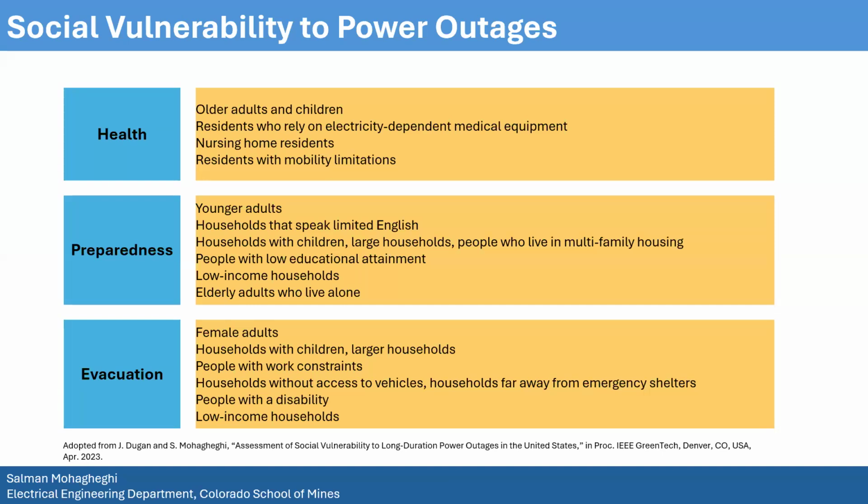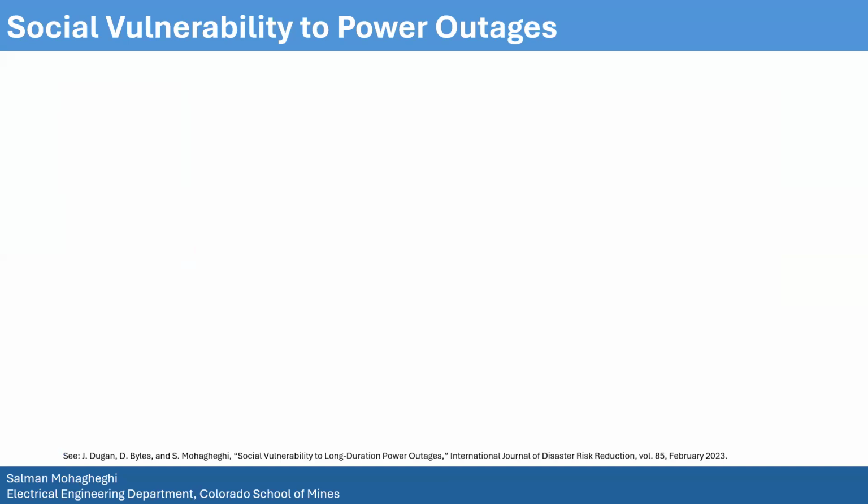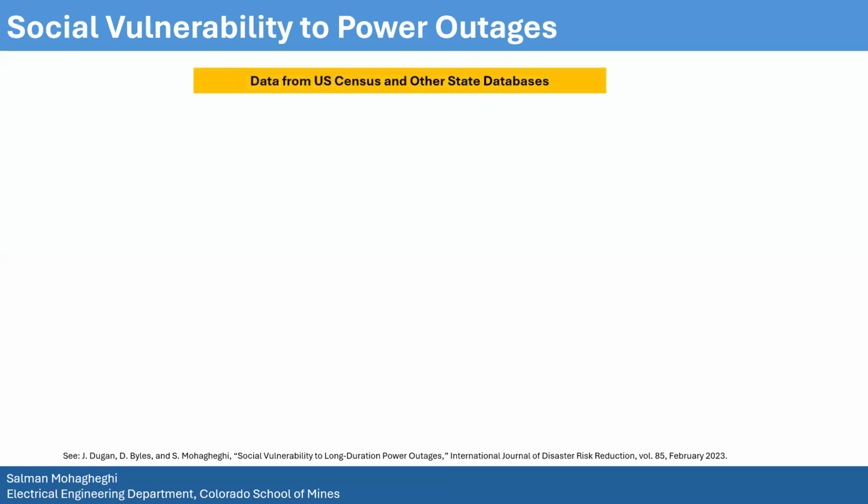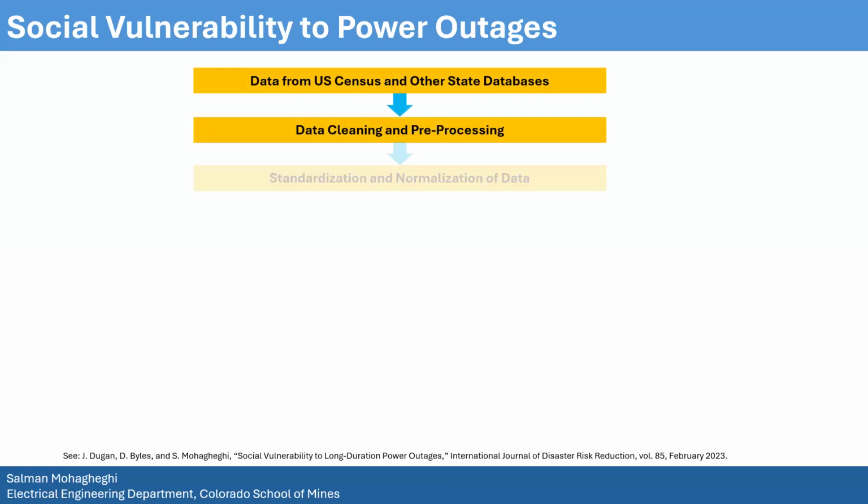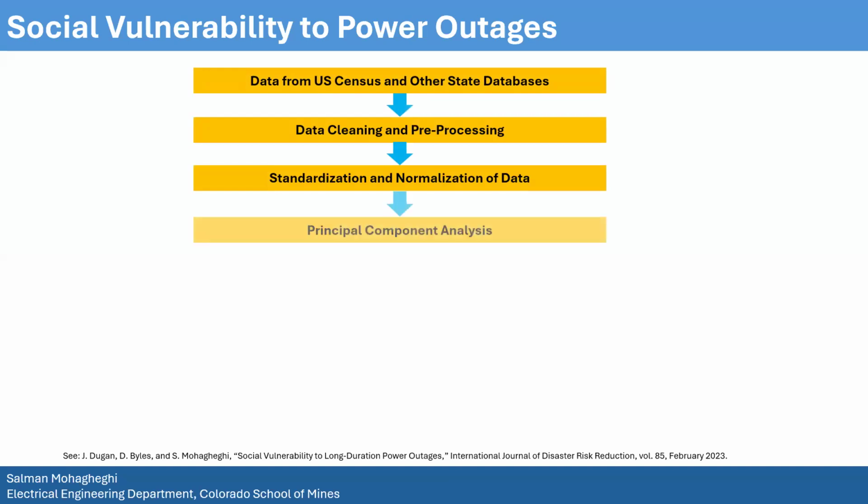So using these three dimensions of vulnerability, we tried to develop an index for all the census tracts first for the state of Colorado and then for the entire United States. What we did was we referred to data from US Census, which is publicly available, and we also consulted some databases that were specific to individual states. We extracted that data, we cleaned it, we pre-processed it, and then we standardized and normalized it so that all these different variables have the same range of values so that they can be compared with one another.